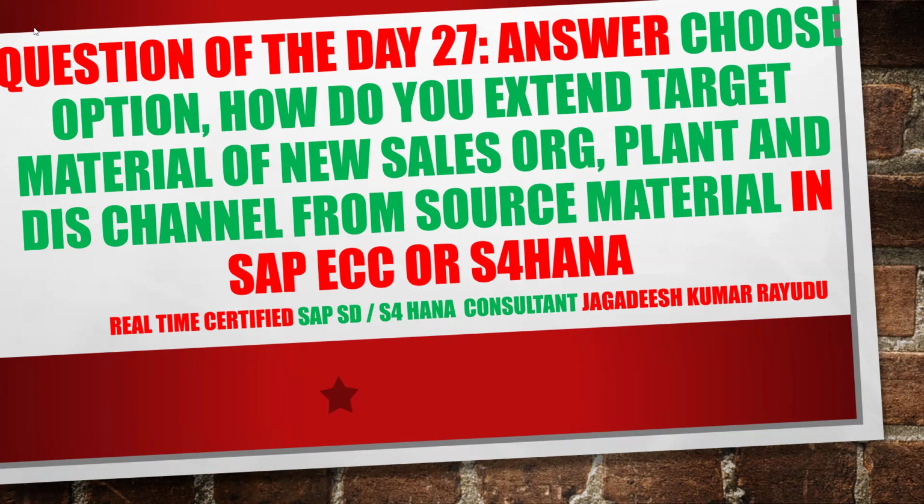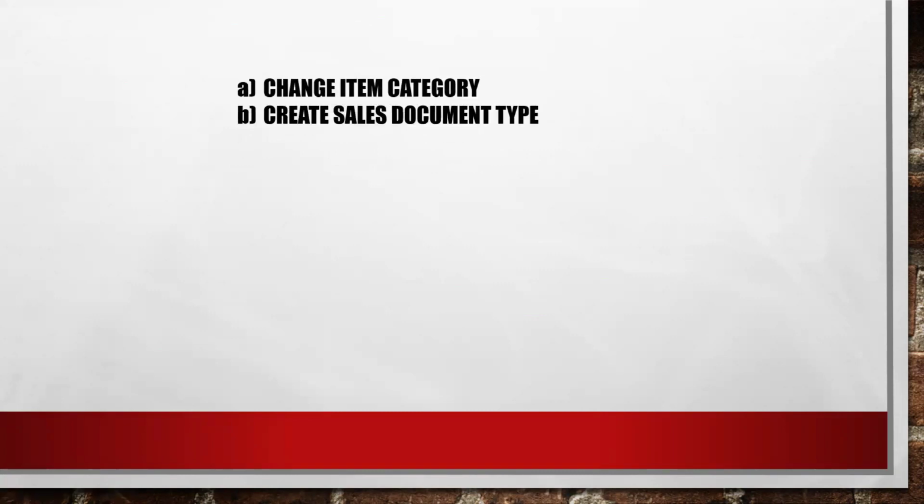Okay, let's try to read the options for this. One is change item category. Not at all, because item category is part of your sales tab in Material Master. So answer is wrong. Create sales document type. There is no relation. Change material. Change material is nothing but which is already got created. So in change, you cannot extend.